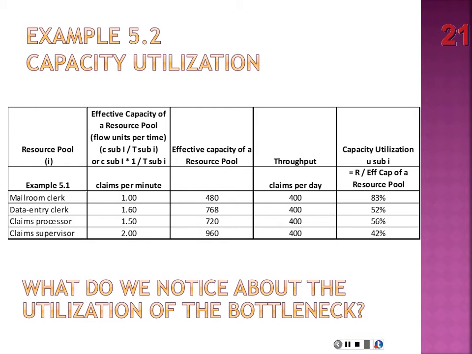So that's the effective capacity of each resource pool for the day, but their actual throughput is only 400 per day. You can see that our mailroom clerk is 83% utilized, our data entry clerks are 52% utilized, our claims processors are 56% utilized, and our claims supervisors are 42% utilized. We do that by taking 400 and dividing it by the capacity: 400 divided by 480 is 83%, 400 divided by 768 is 52%. You're just walking through that, trying to determine the utilization of each resource pool.